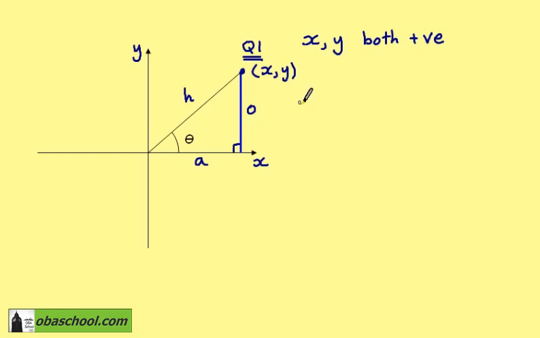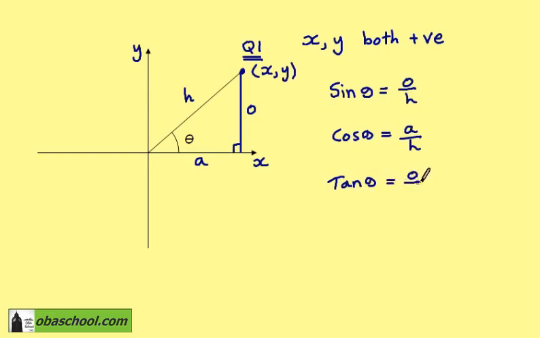So if we start to define our trigonometric ratios, the sine we know is the opposite over the hypotenuse. The cosine is the adjacent over the hypotenuse. And the tangent is the opposite over the adjacent.